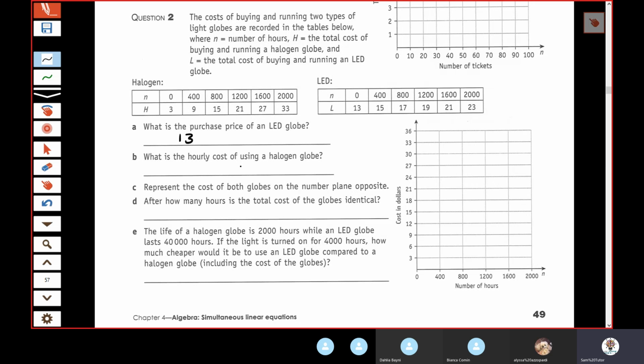What is the hourly cost of using a halogen globe? How much is it going up by? 6. Sorry, it says hourly. Okay, good question. It's going up by 6. I think we all agree with that. But that's not every hour, is it? How many hours is that?